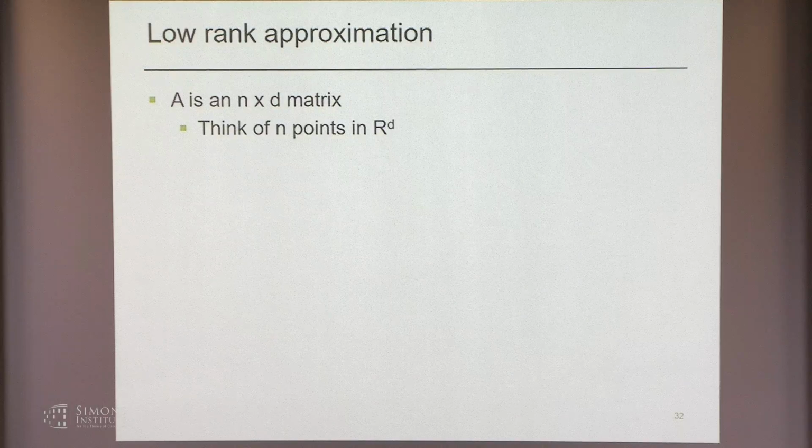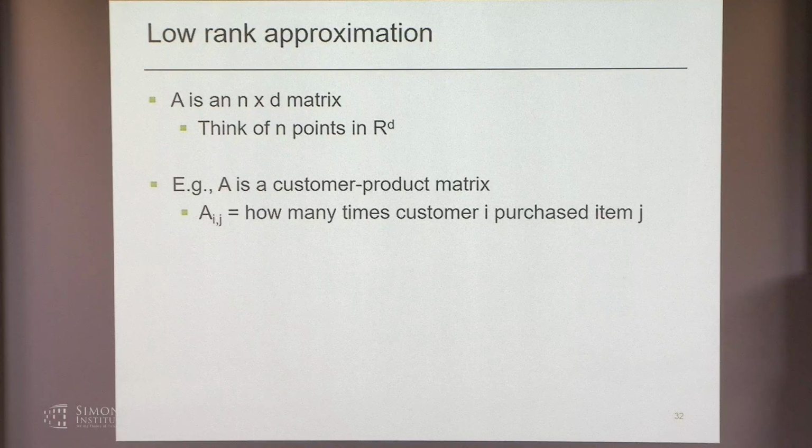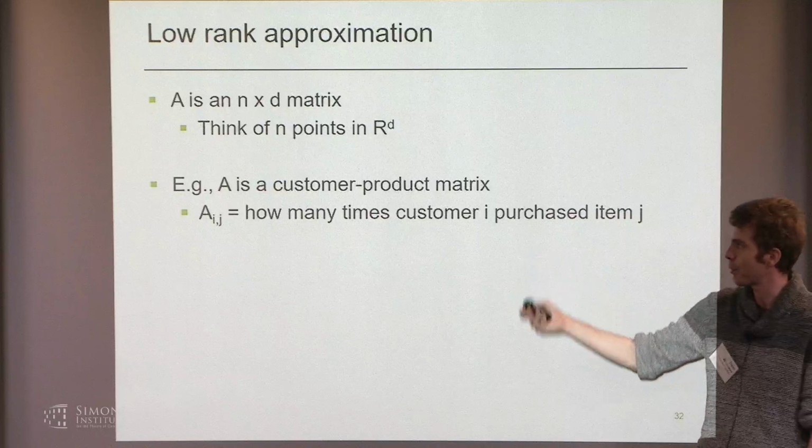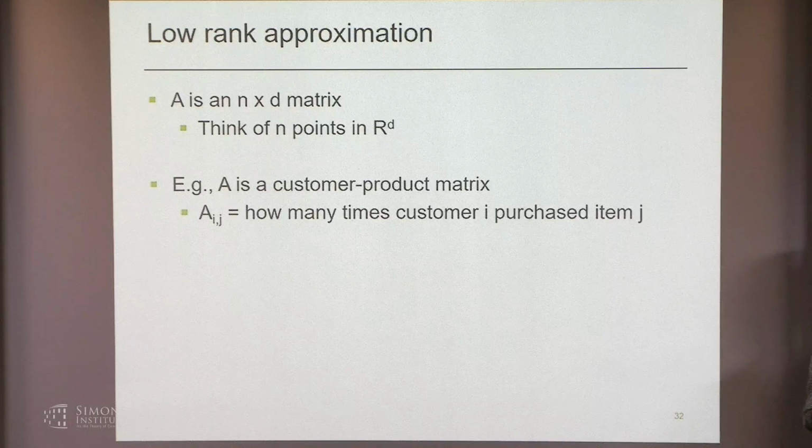Okay, so here's another very important problem in linear algebra and machine learning. You have an n by d matrix. Now think of both n and d as potentially being large. It's no longer tall and thin. And think of the n rows of A as being points in R to the d. You know all kinds of applications of this. So A could be a customer product matrix, and Aij might indicate how many times a customer purchased an item.